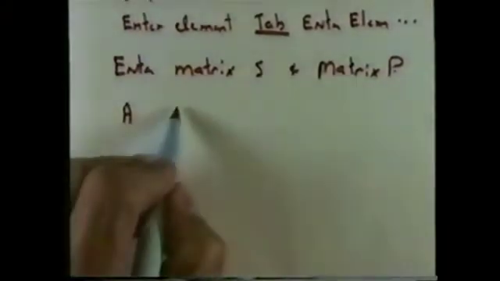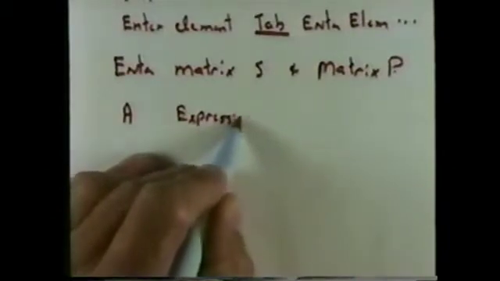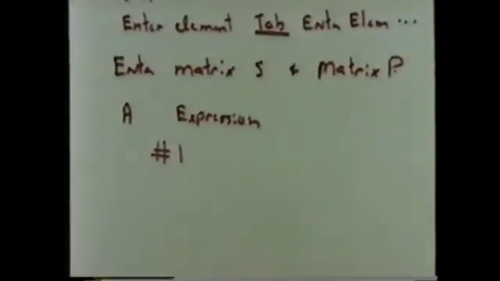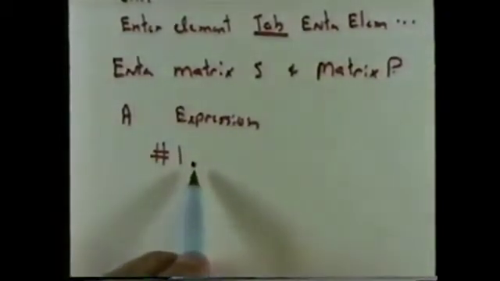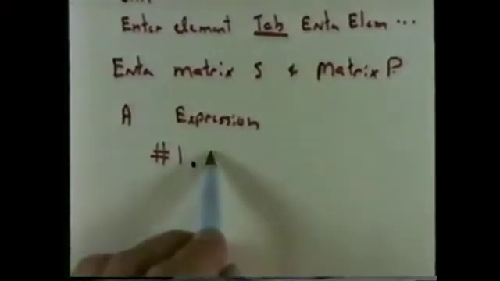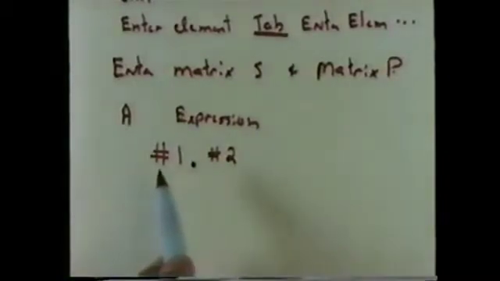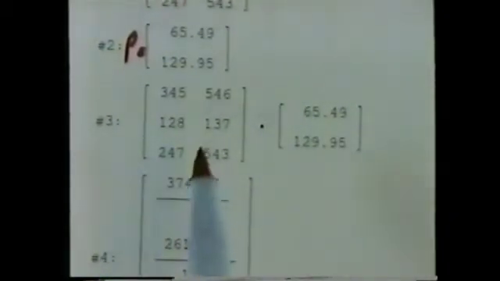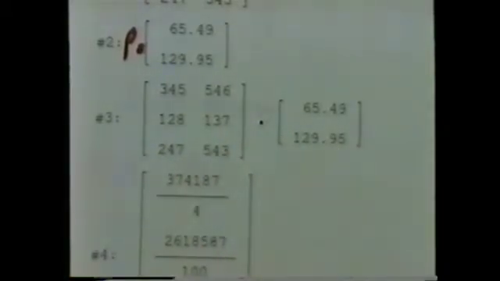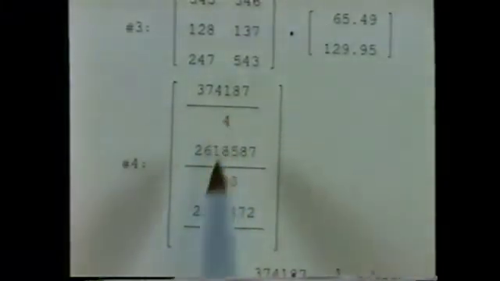Now to get it to do the multiplication, I go back to author, and I put author expression. And then I put number 1 for expression 1, which was matrix S. Use the period. Derive uses the period to indicate matrix multiplication, and then put in number 2. So I'm going to multiply matrix 1 by matrix 2. And then I click OK, and Derive gives me matrix 1 times matrix 2. Now I simply go to simplify, basic, and Derive gives me my 3 by 1 answer.